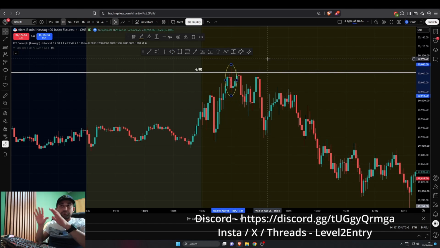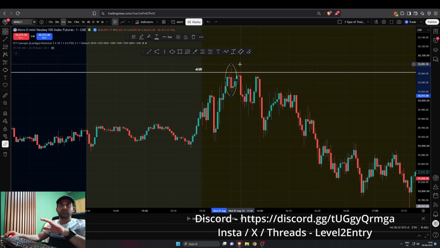But for us, with a wick or a candle body, it doesn't make any difference, because I only look for when price goes above the liquidity point. So it doesn't matter if it's with a body or a wick, price went above the liquidity point. Then it went above and formed a bearish candle.